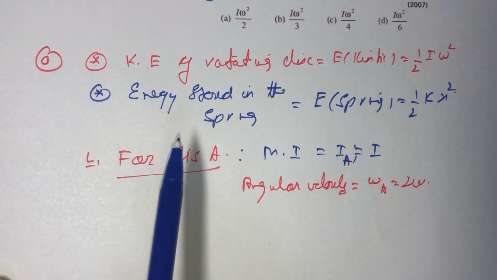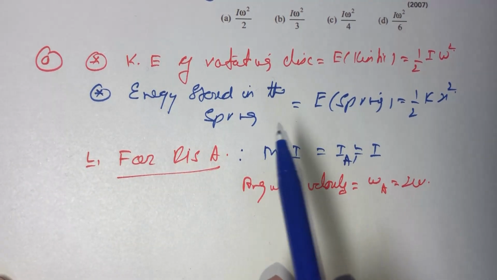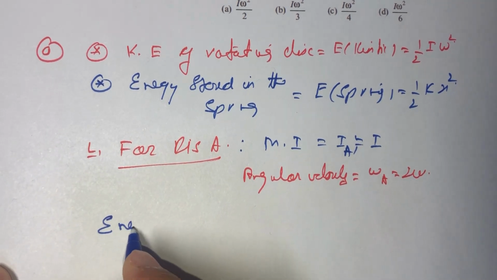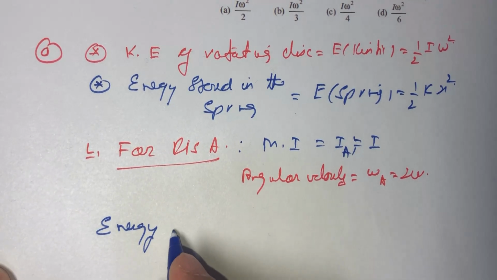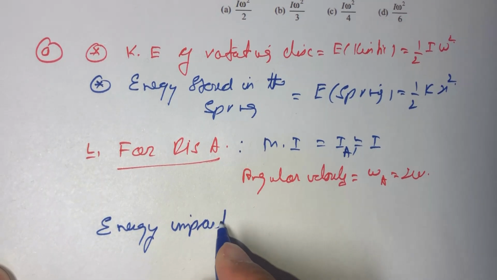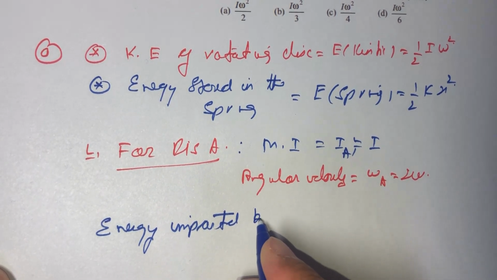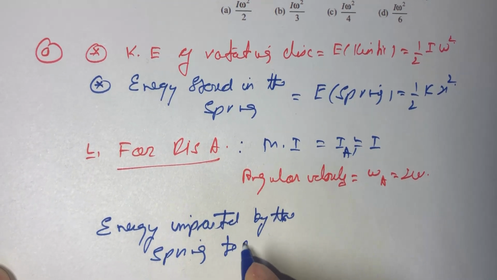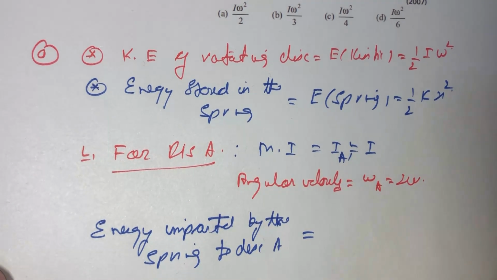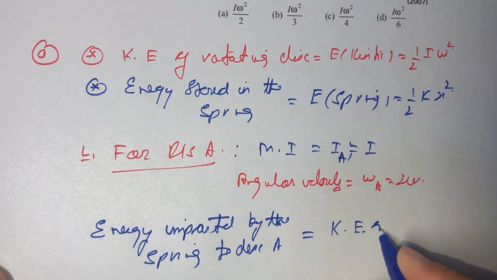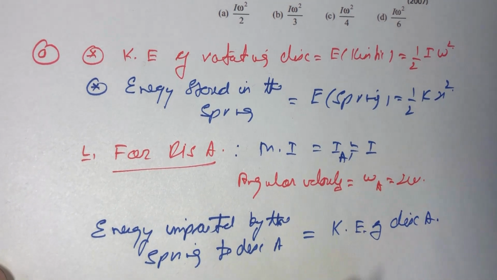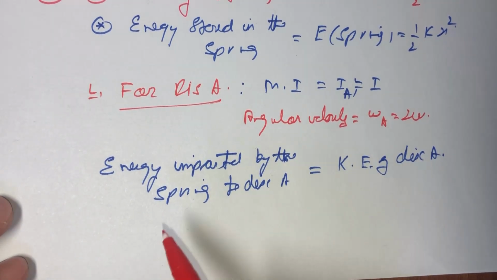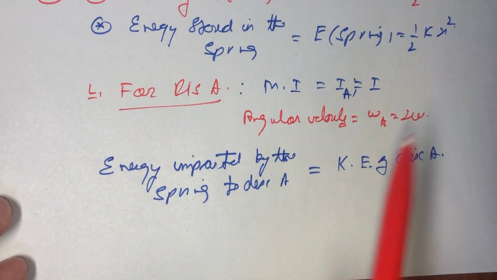Now we are going to equate the energy stored in the spring to the kinetic energy of the disk, respectively for A as well as B. So we can say that the energy imparted by the spring to disk A will be equal to the kinetic energy of disk A, and the energy imparted by the spring will be equal to the energy of the spring. Energy stored in the spring is half k x square.